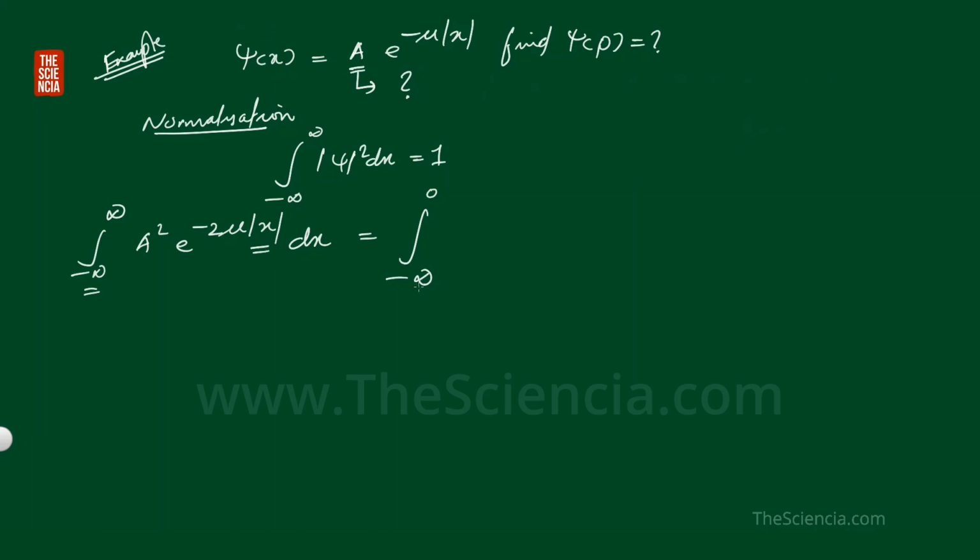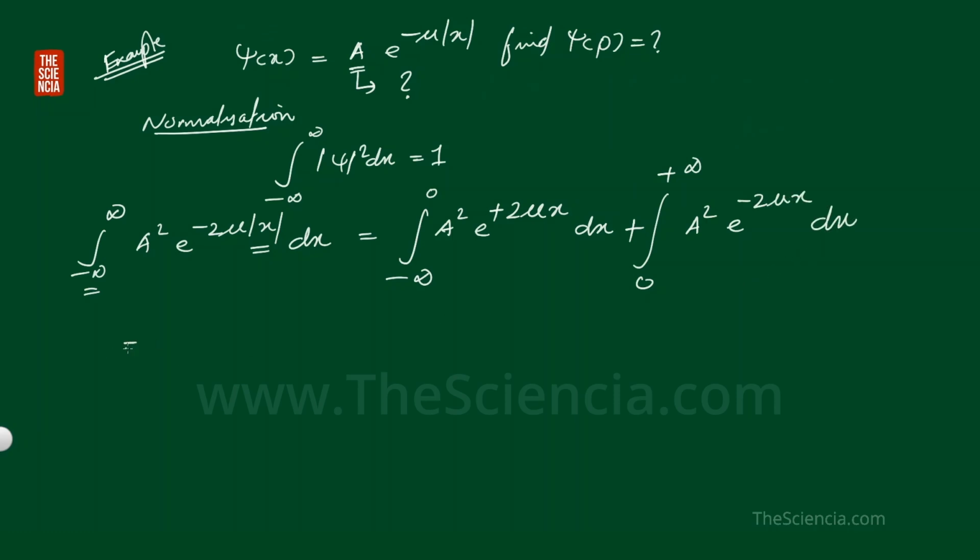So in the region that is minus infinity to 0, a square e raised to, here in the negative region, I told you in the negative region the mod x will have a negative value, that is this x will be negative x, that is plus 2 mu x dx, plus the region 0 to plus infinity, a square. Here in this region, that is in the positive region, the x will have a positive value, that is e raised to minus 2 mu x dx.